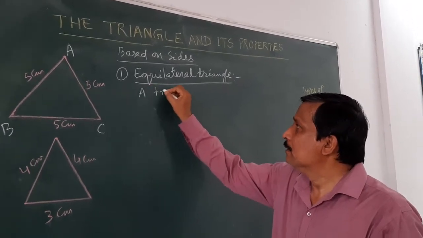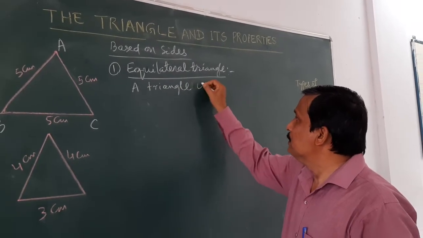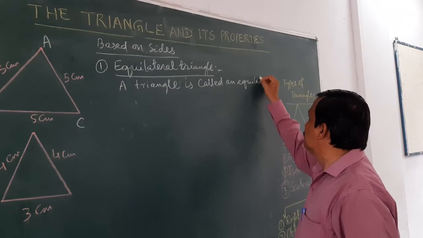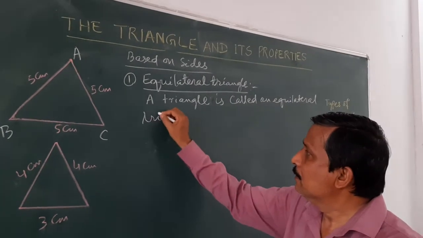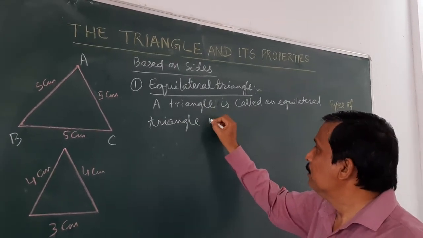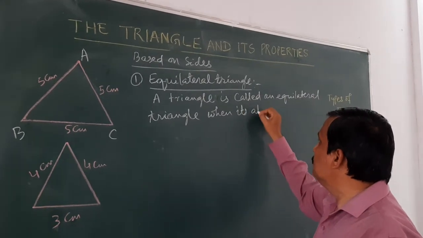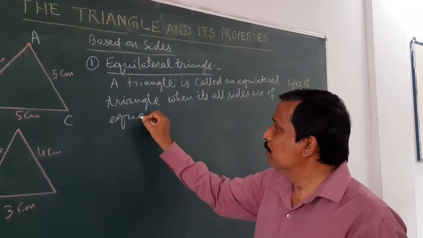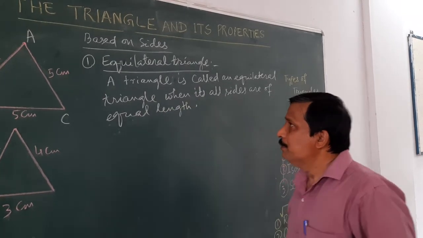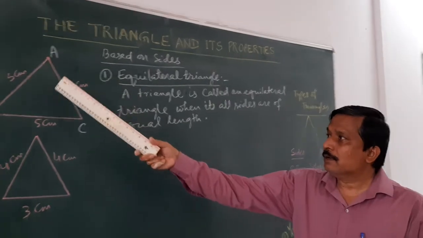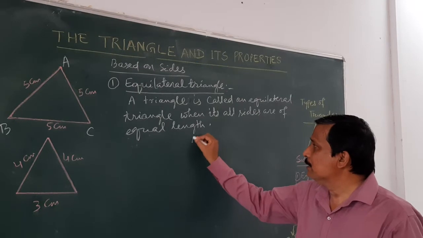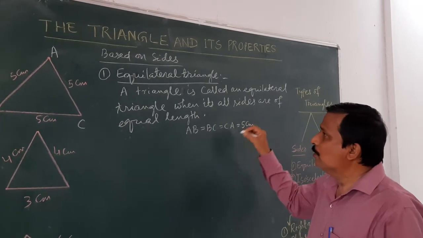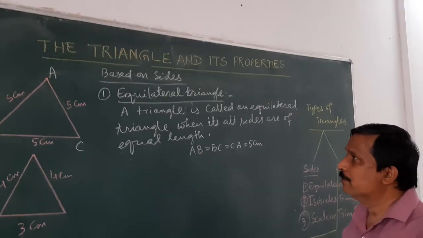So a triangle is called an equilateral triangle when all its sides are of equal length. If all the sides are of equal length, then it is called an equilateral triangle. If you see in this figure, AB is equal to BC is equal to CA is equal to 5 centimeters. So all sides are of equal length. So it is called an equilateral triangle.